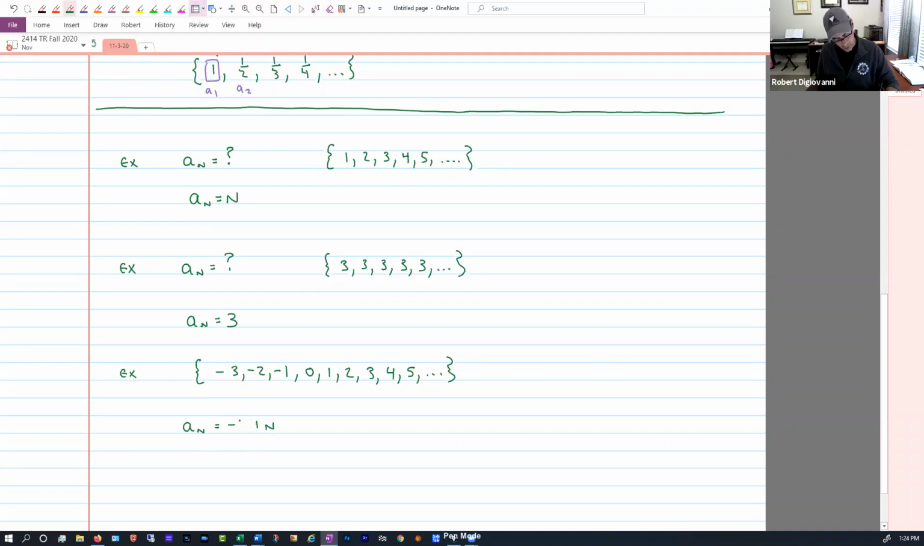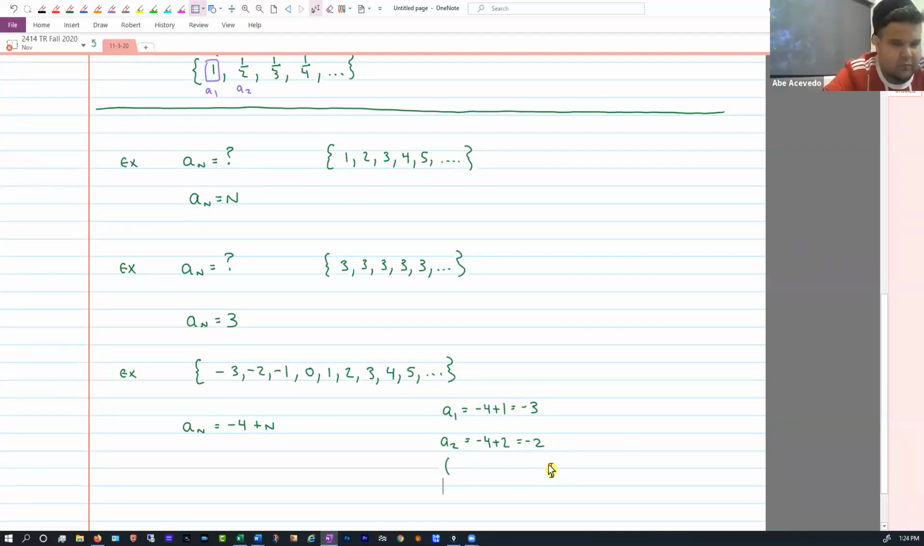Let's see if that works. So now, when we plug in 1, a sub 1 would be -4 + 1, which is -3, good. A sub 2 should be -4 + 2, that should be -2. And we know that each time we keep doing this, it's just going to keep going up by 1 each time, isn't it? So this should give me -3, -2, -1, 0, 1, 2, 3. Do you all see that?